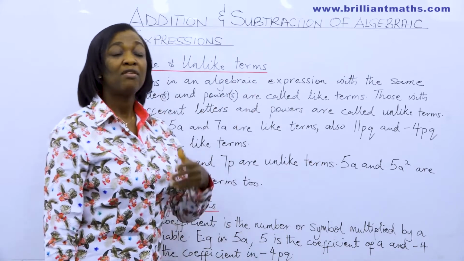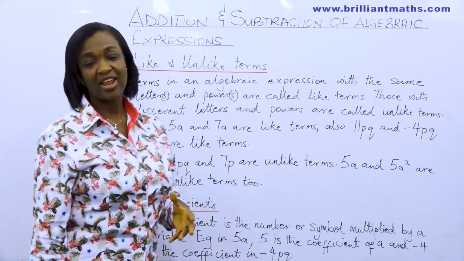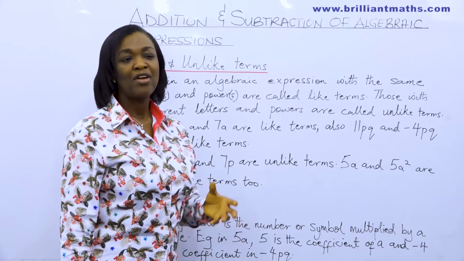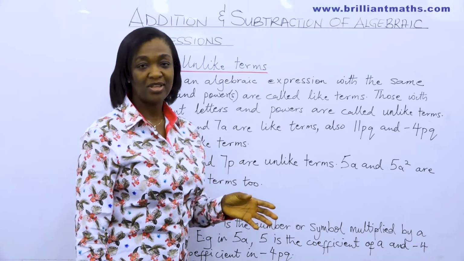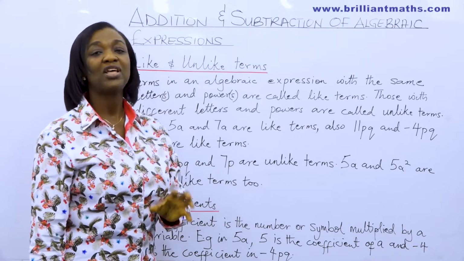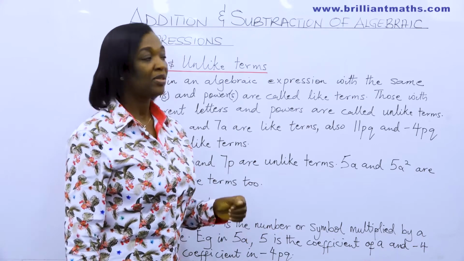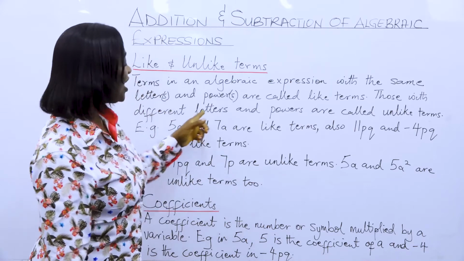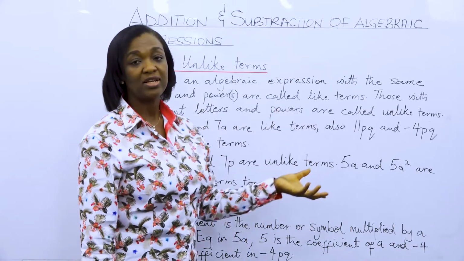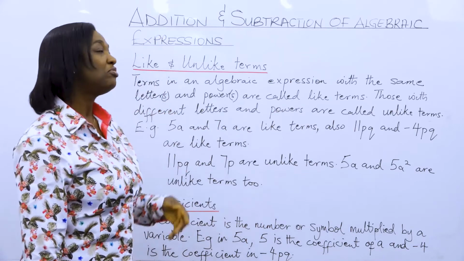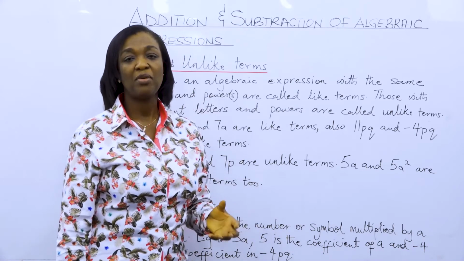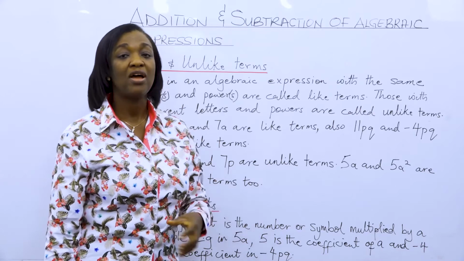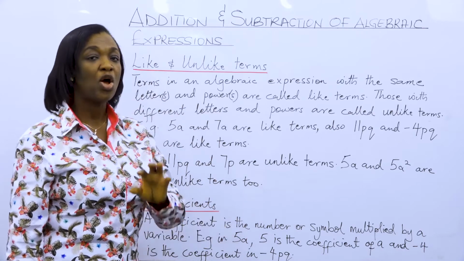We mean 5a and 7a are like terms. 14b and 6b are like terms because both terms have b in them. But those with different letters and powers are called unlike terms. For example, 7a and 7b. Both of them have 7, but the alphabet attached to them are different, so the terms are unlike.